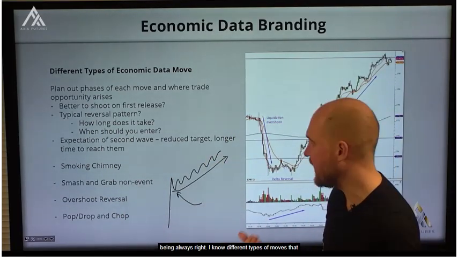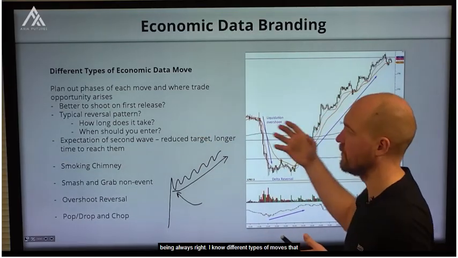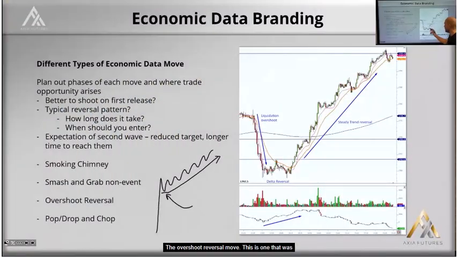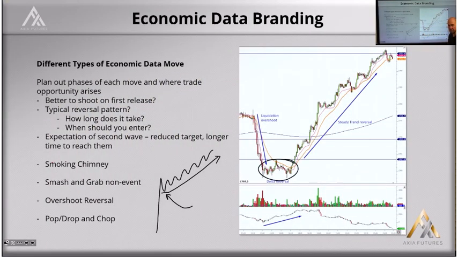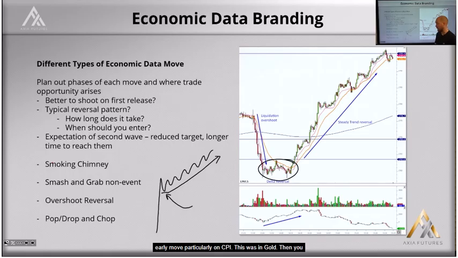So it's about being able to say, all right, I know different types of moves that you can get. The overshoot reversal move, this is one that was very prevalent in gold. You get the drop, it overshoots the early move, particularly on CPI, this was in gold. Then you get a reversal pattern. It doesn't have to be a delta reversal. Some of them you get a sort of little head and shoulders. Some of them you just get a bounce and block. But you're looking for a reversal, and then you're looking for the counter trend in the other direction.